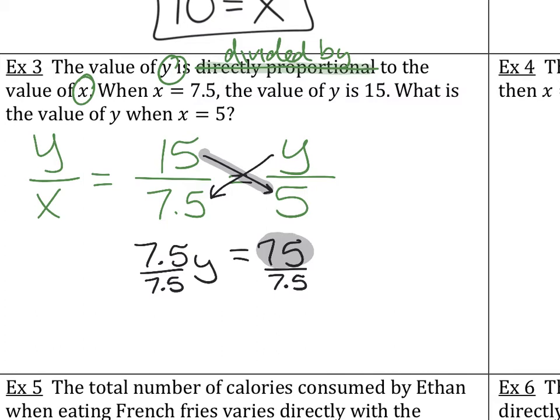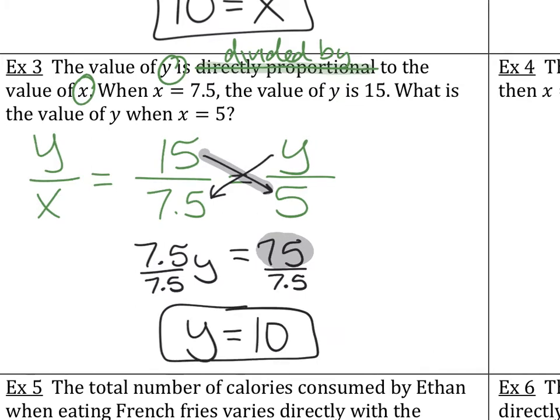We're gonna divide by 7.5 on both sides, and we get that y is equal to what? 10. That's when a calculator would come in handy. It's y is equal to 10. So the value of y when x is 5 is 10. Oops, sorry. All right, you guys try number 4.